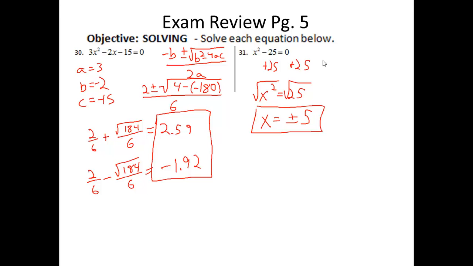Again, if you want to use the quadratic formula still, for whatever reason, we're going to say that a is equal to 1, b is equal to 0, and c is equal to a negative 25.